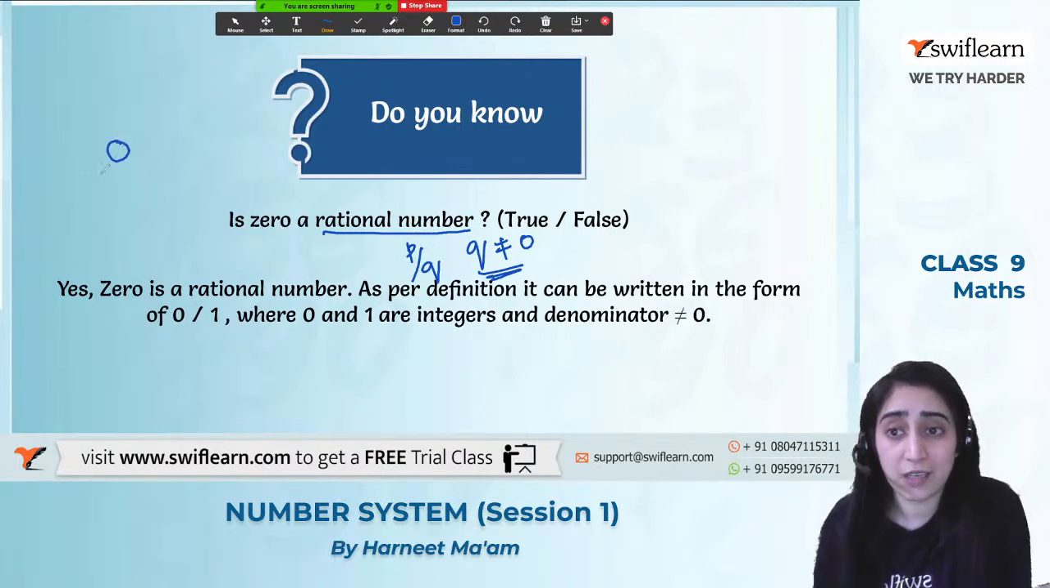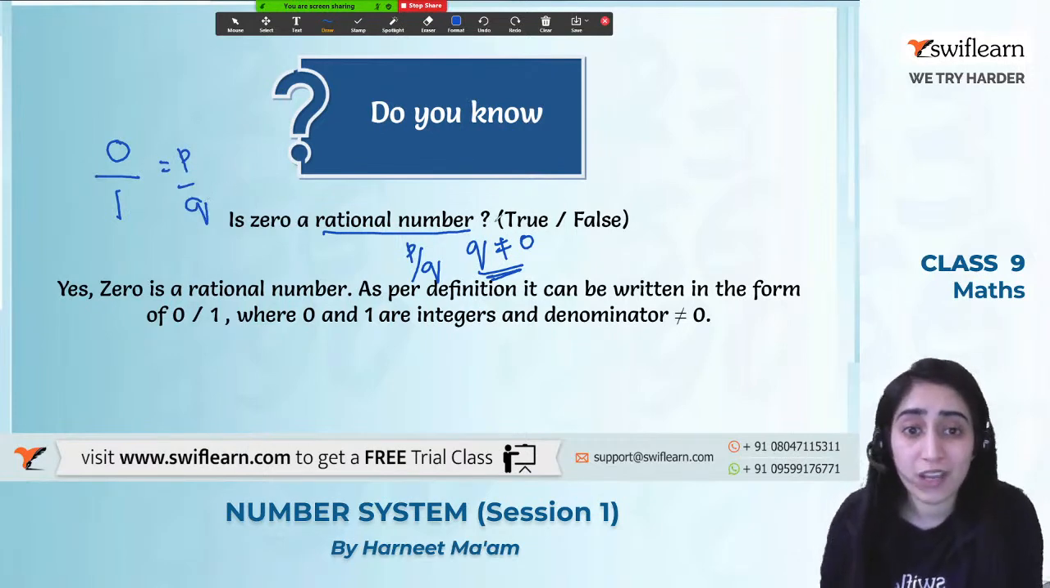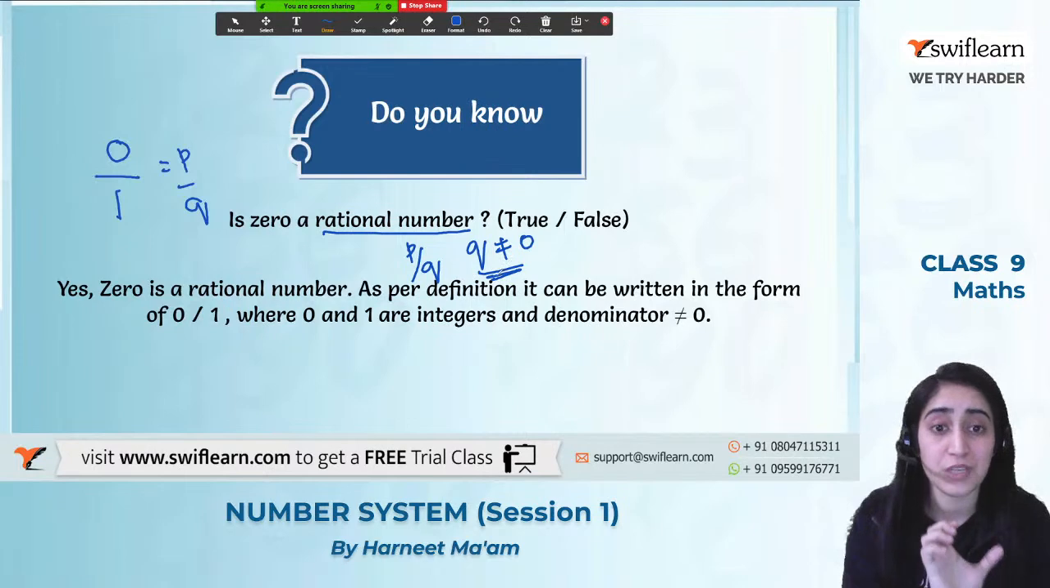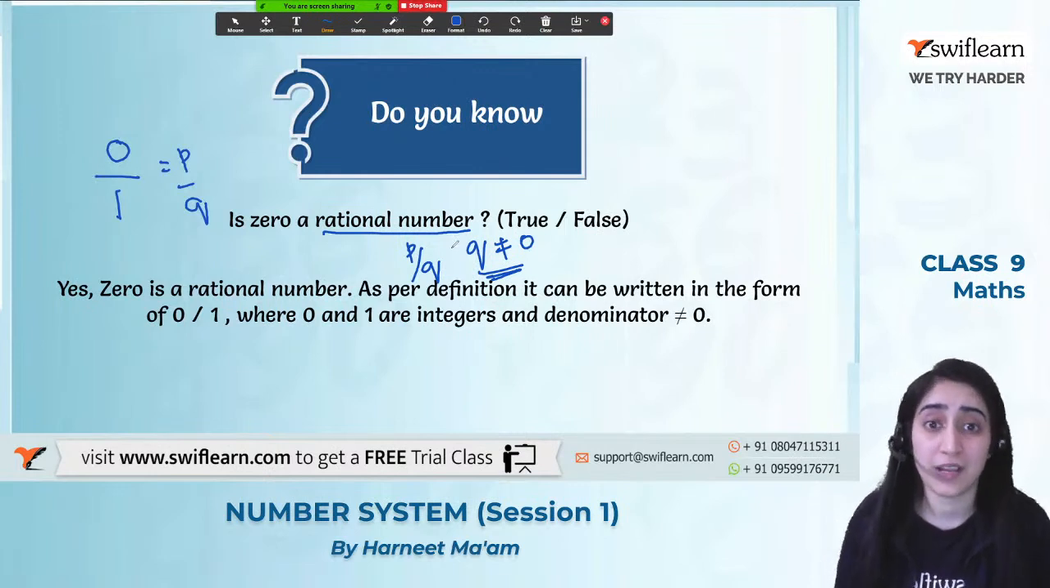So I can write 0 by 1. So yes, it is in the form of P by Q. There is no definition saying that P should not be 0. It's only saying that the denominator, the lower number, should not be 0. But the top one can be 0. So that's why 0 is a rational number.